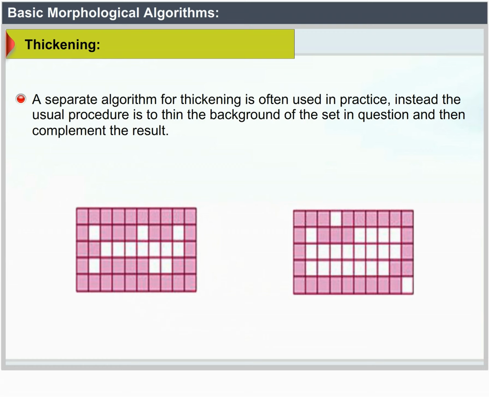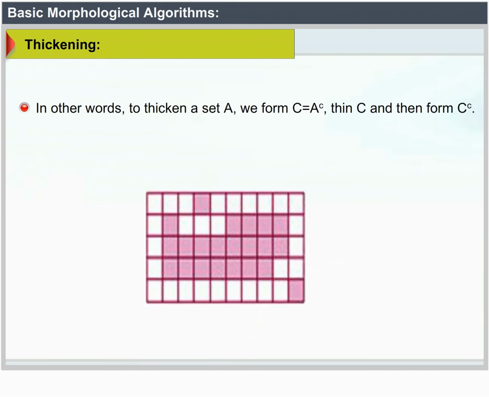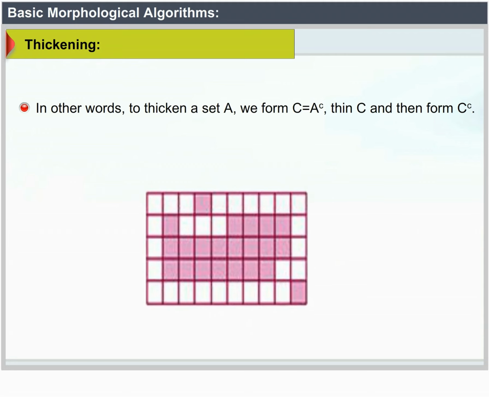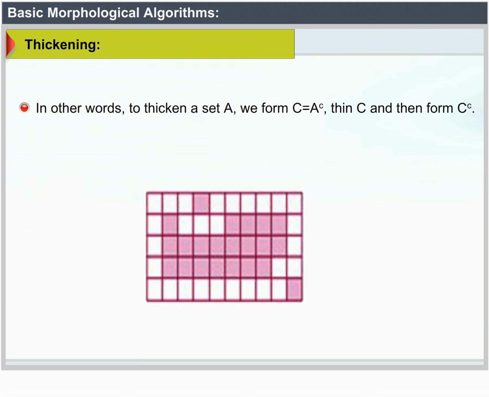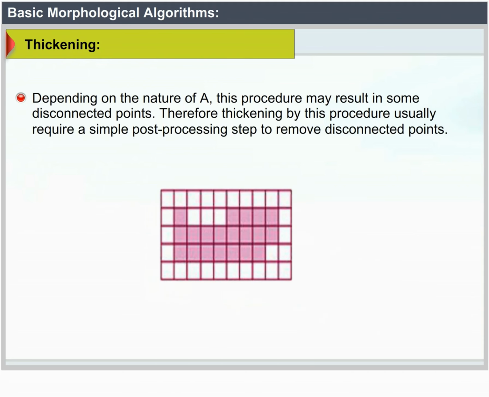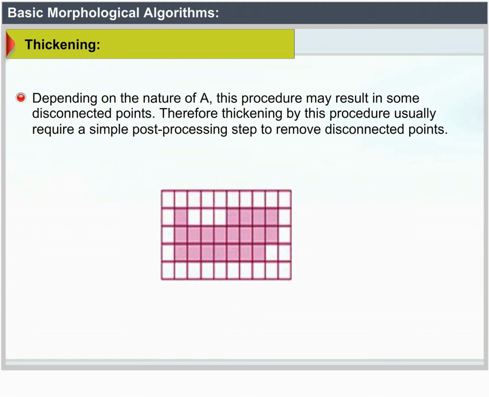The usual procedure is to thin the background of the set in question and then complement the result. In other words, to thicken a set A, we form C equals A complement, thin C, and then form the complement of C. Depending on the nature of A, this procedure may result in some disconnected points. Therefore, thickening by this procedure usually requires a simple post-processing step to remove the disconnected points.